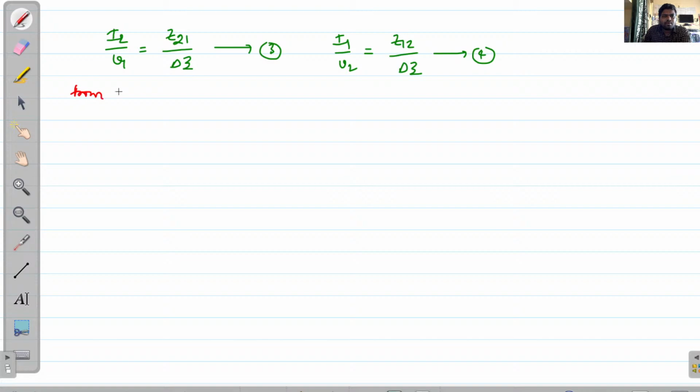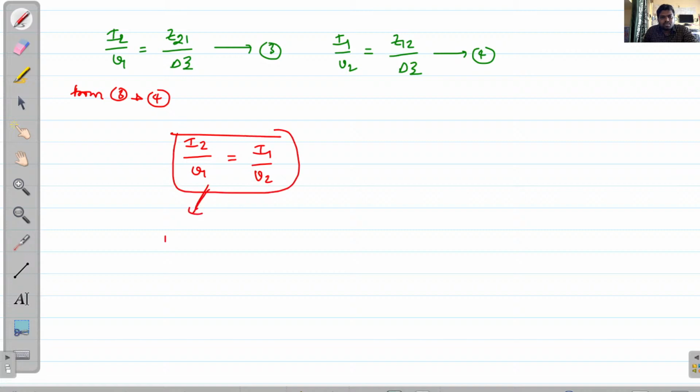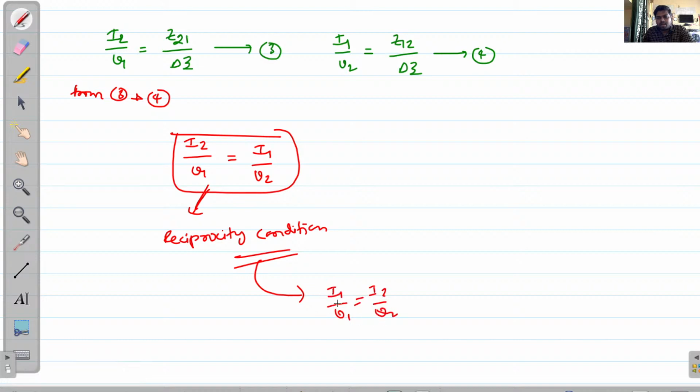From 3 and 4, you will get I2 by V1 equals I1 by V2. Then it follows the reciprocity condition. Already we know the reciprocity condition statement, right? In that statement, I will make it as I1 by V1 equals I2 by V2. But I already explained about this I1 by V1 and I2 by V2 related information, right?